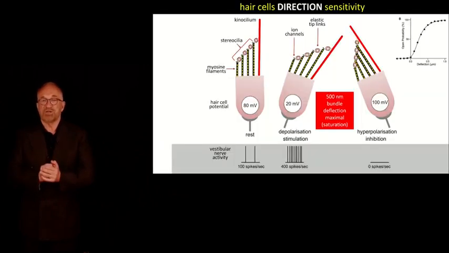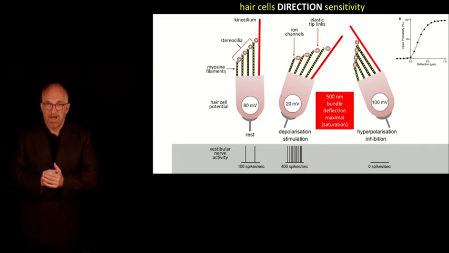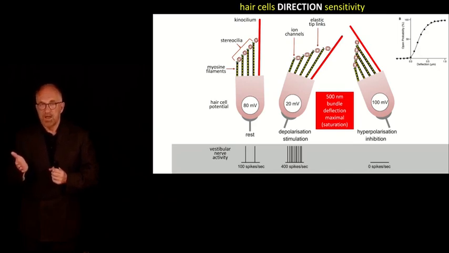In the neutral situation, as you can see here on the left, the receptor potential is minus 80 millivolts and the ion channels are almost closed. If you have a movement that deflects the stereocilia towards the kinocilium, then you can see that there is a wide opening of the ion channels and there is an increase of the number of spikes per second in the nerve.